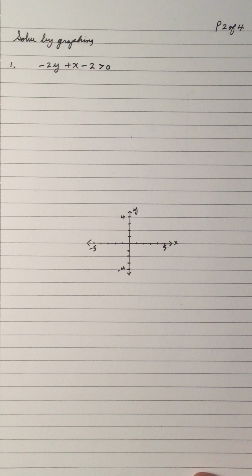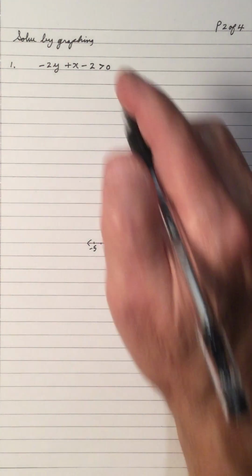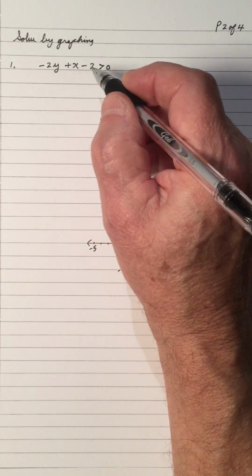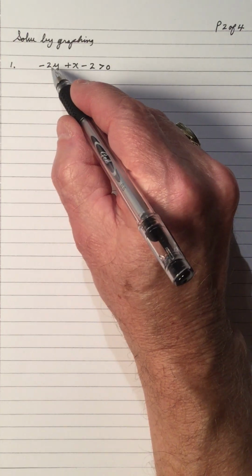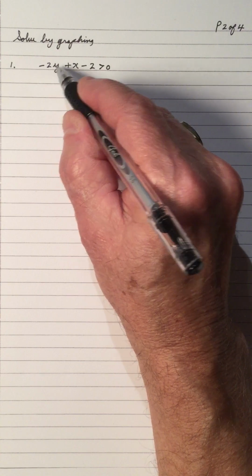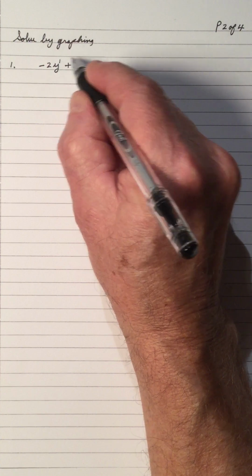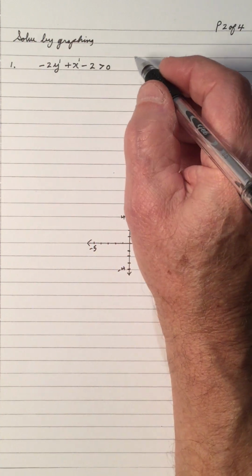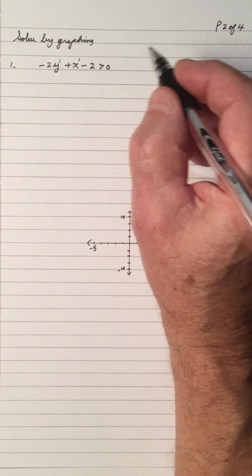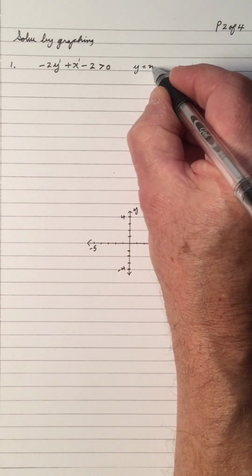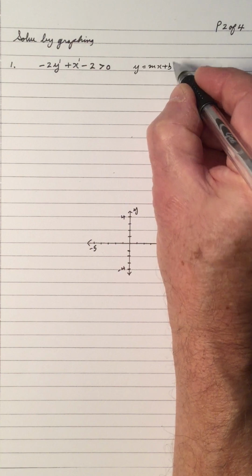And number 2 has inequalities which are made up of two variables. So the only way you can solve these is by graphing, not by algebra. Notice we have negative 2y plus x minus 2 is greater than 0. This is a degree of 1, this is a degree of 1, so this is linear. So we will write it as y equals mx plus b, which is a line.